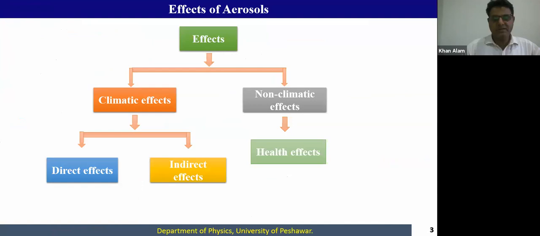There are various effects of aerosols. Some include climatic effects and some are non-climatic effects. Today's topic is regarding the climatic effect of aerosols. So I will focus on the direct effects and indirect effects of aerosols.